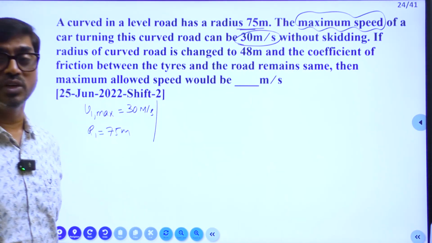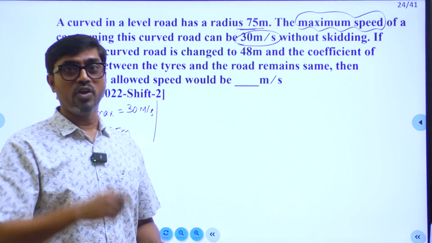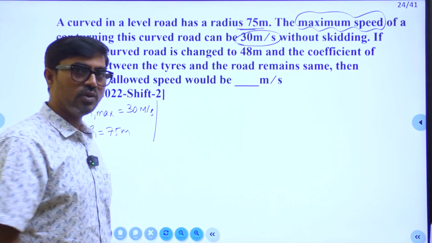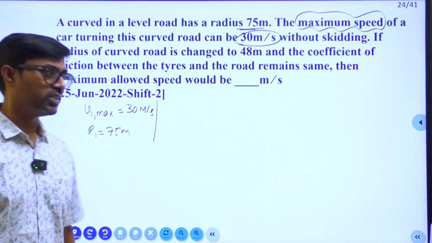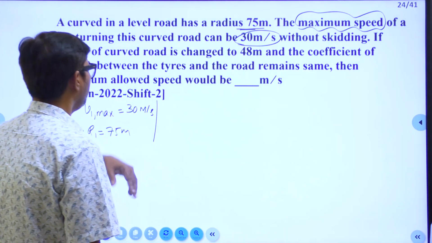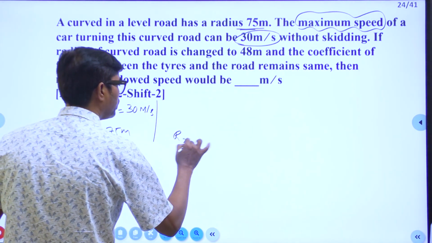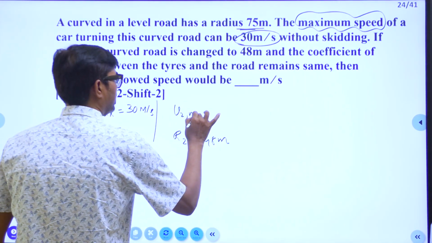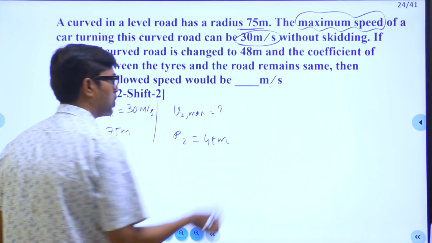Without skidding, that means static friction. What is the direction of static friction? We have seen the coin, right? Static friction direction is not opposite to velocity. It's actually perpendicular to velocity because that produces centripetal acceleration here. Now, if the radius of the curve is changed to 48 meters, then what is V2 max? He's asking. So that's the question you have.